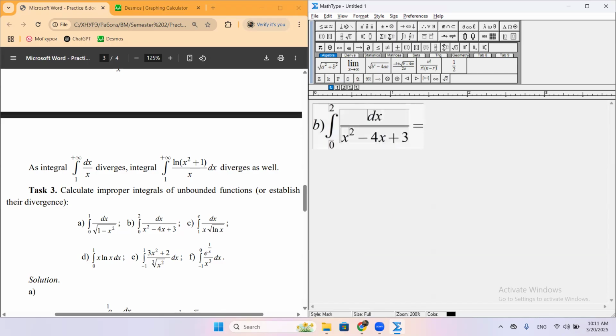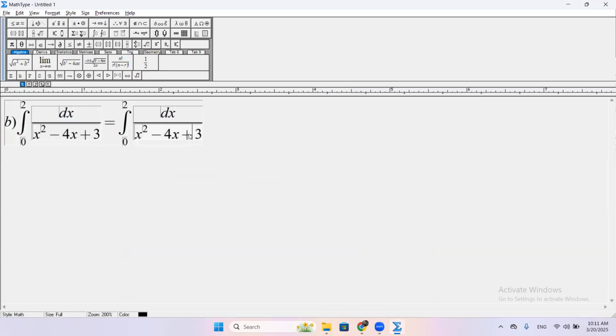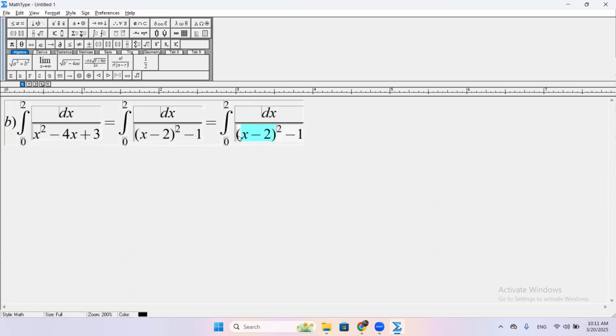So we need to extract the perfect square. Minus 4x. Okay, so x minus 2 in power of 2 and minus 1. So x squared minus 4x plus 4 minus 1. Yeah, everything is correct. Again, let's move under the differential.